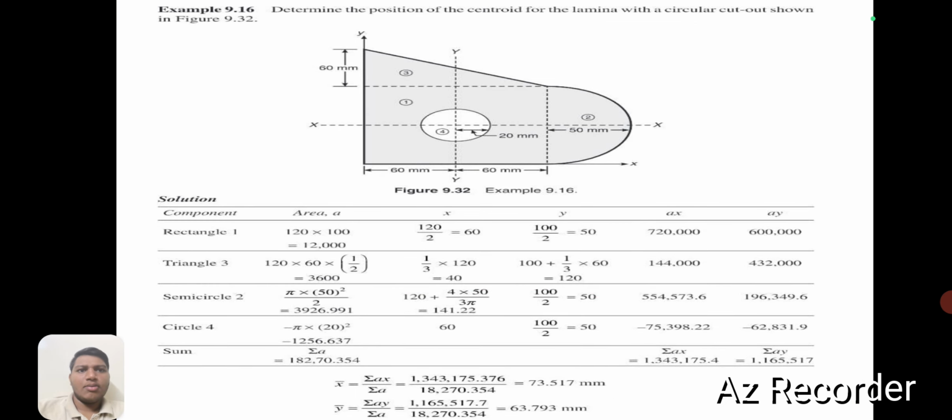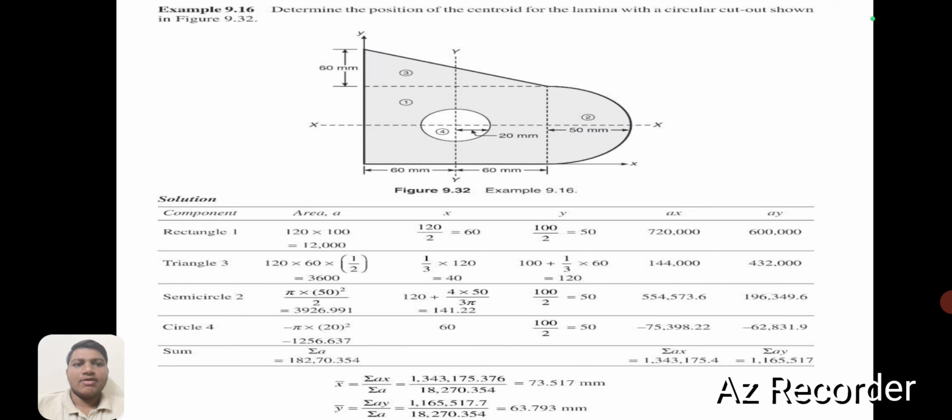Next, coming to my problem: determine the position of the centroid for the lamina with a circle cut off shown in the figure. So we should find the centroid of the given figure. First we must check whether the given figure is symmetric along the x-axis or y-axis.